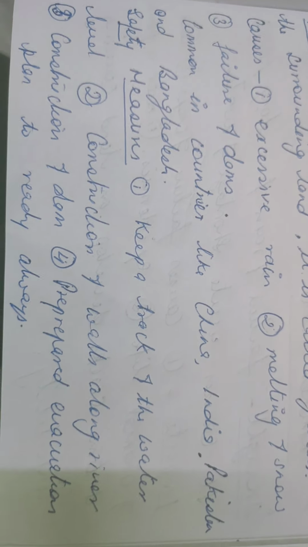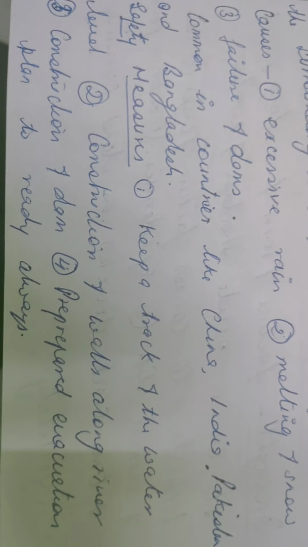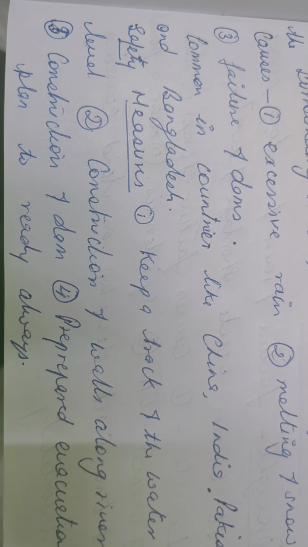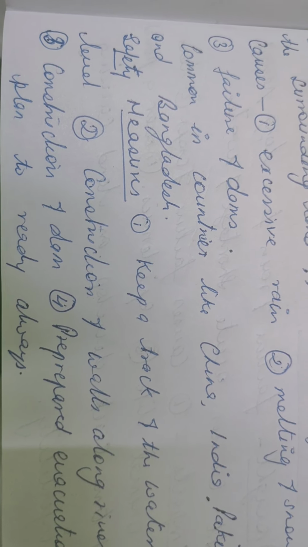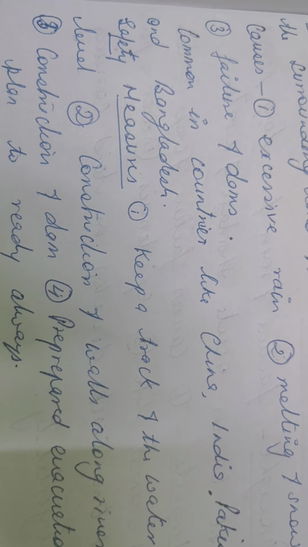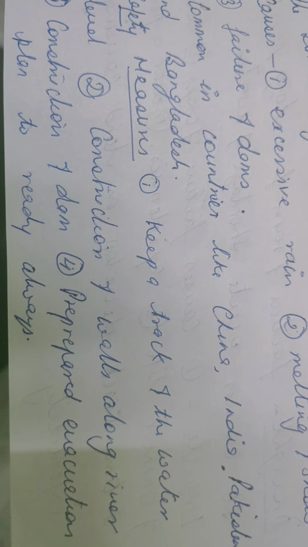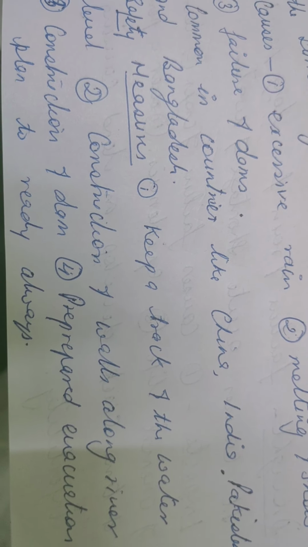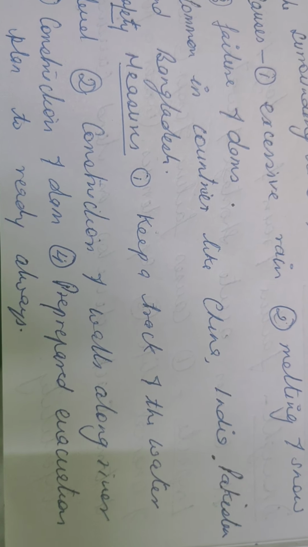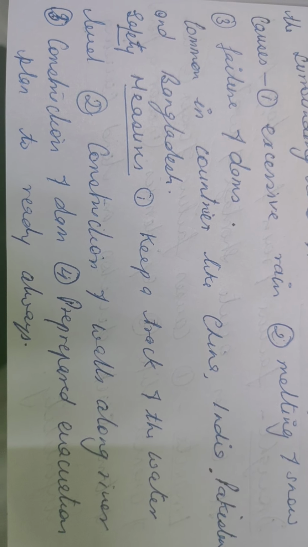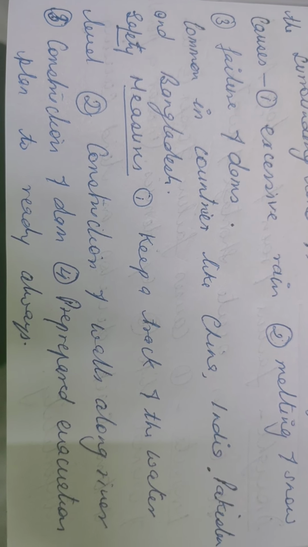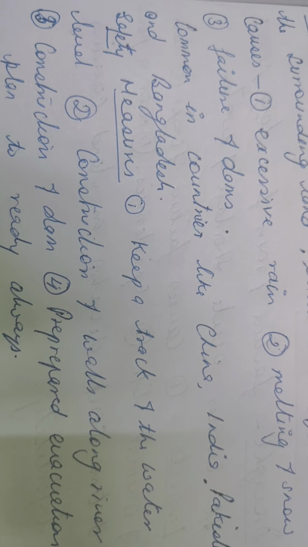Then we need to construct walls along the river bank to contain the water within the bed. Construction of dams also lets less water flow downstream, and therefore rivers have less chance of flooding. And then we have to have a pre-prepared evacuation plan which should always be ready. That means, what if a flood is caused? Then what do we do? What are the ways and means we can protect ourselves? What are the ways we can save life as much as possible? So that is a pre-prepared evacuation plan.